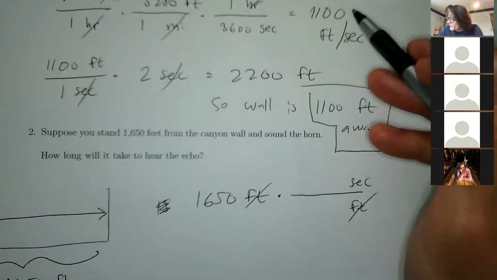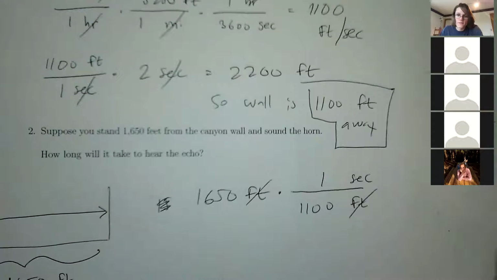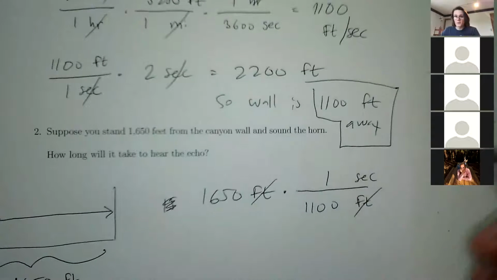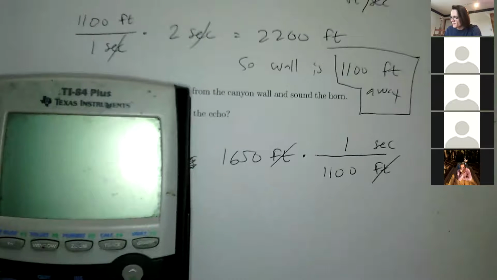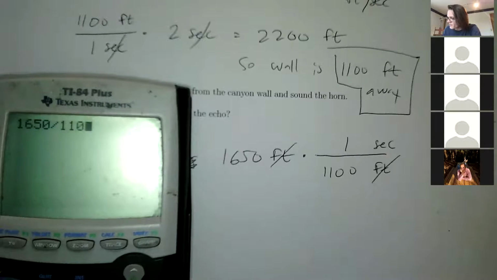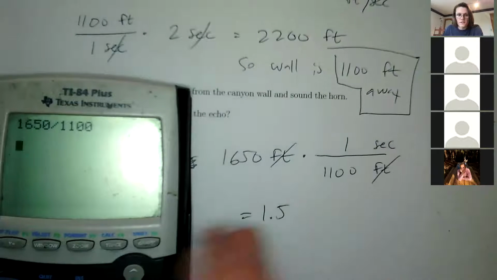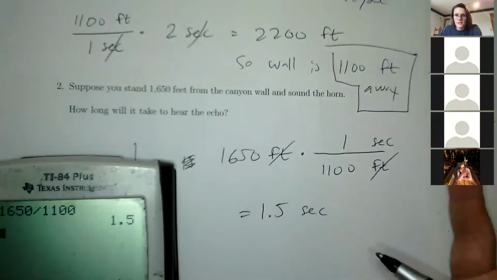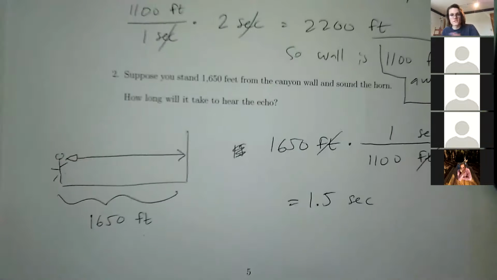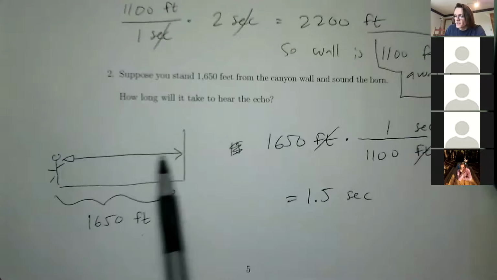And so I have 1,100 feet over 1 second. So I put 1,100 with the feet, the 1 with the second, and you multiply through. So in this case, I get 1,650 divided by 1,100. I get 1.5. And the only thing left is seconds as far as the units go. So I get 1.5 seconds. So if my calculations are correct, it takes 1.5 seconds between you sounding the horn and the sound getting to the wall.